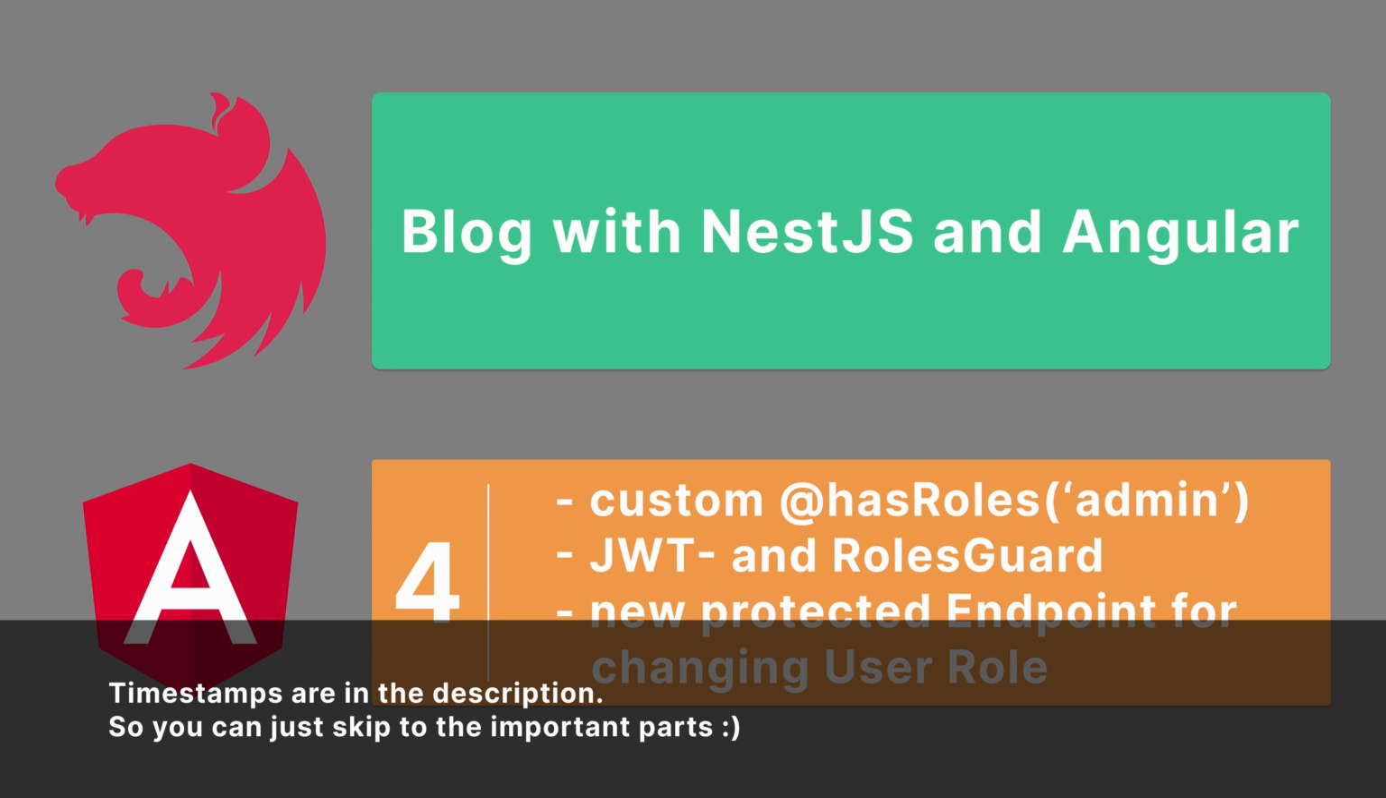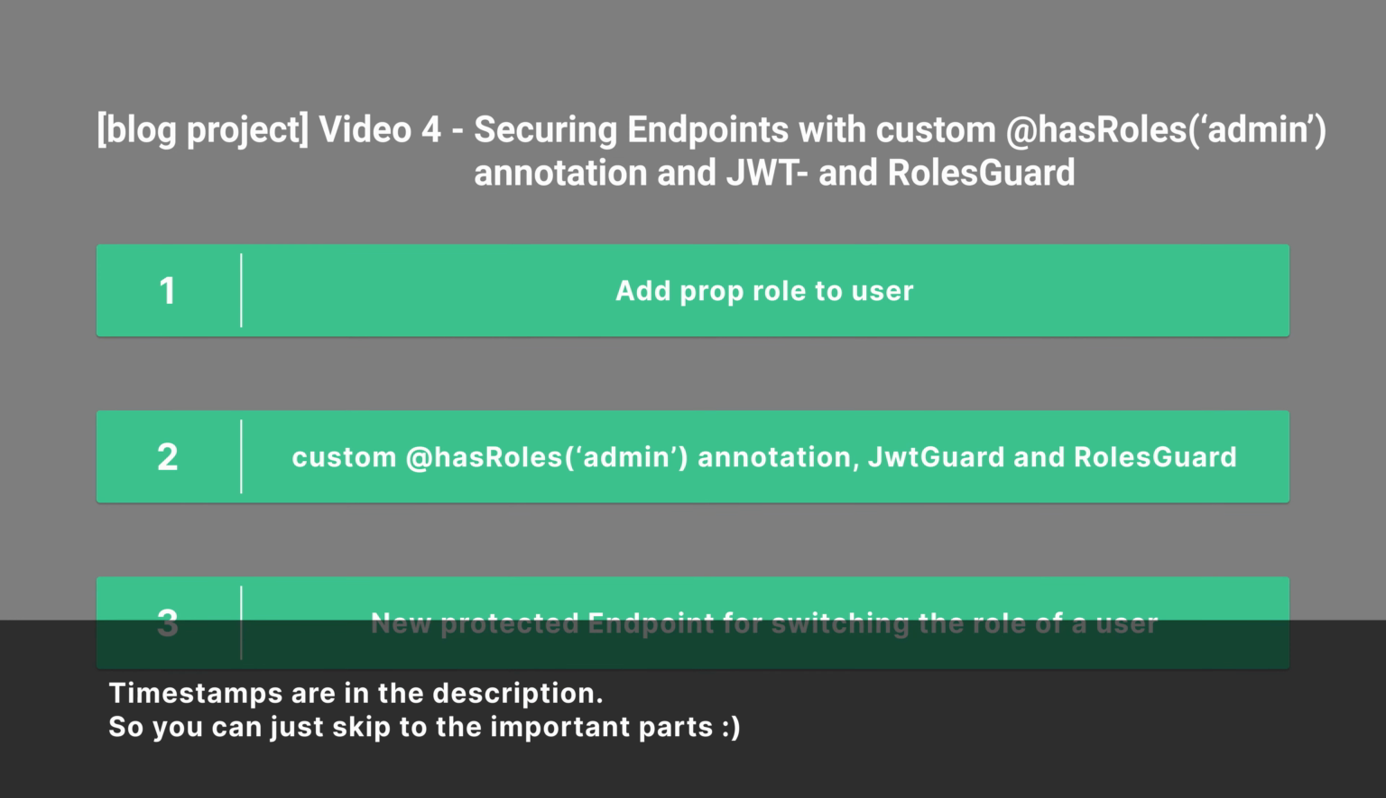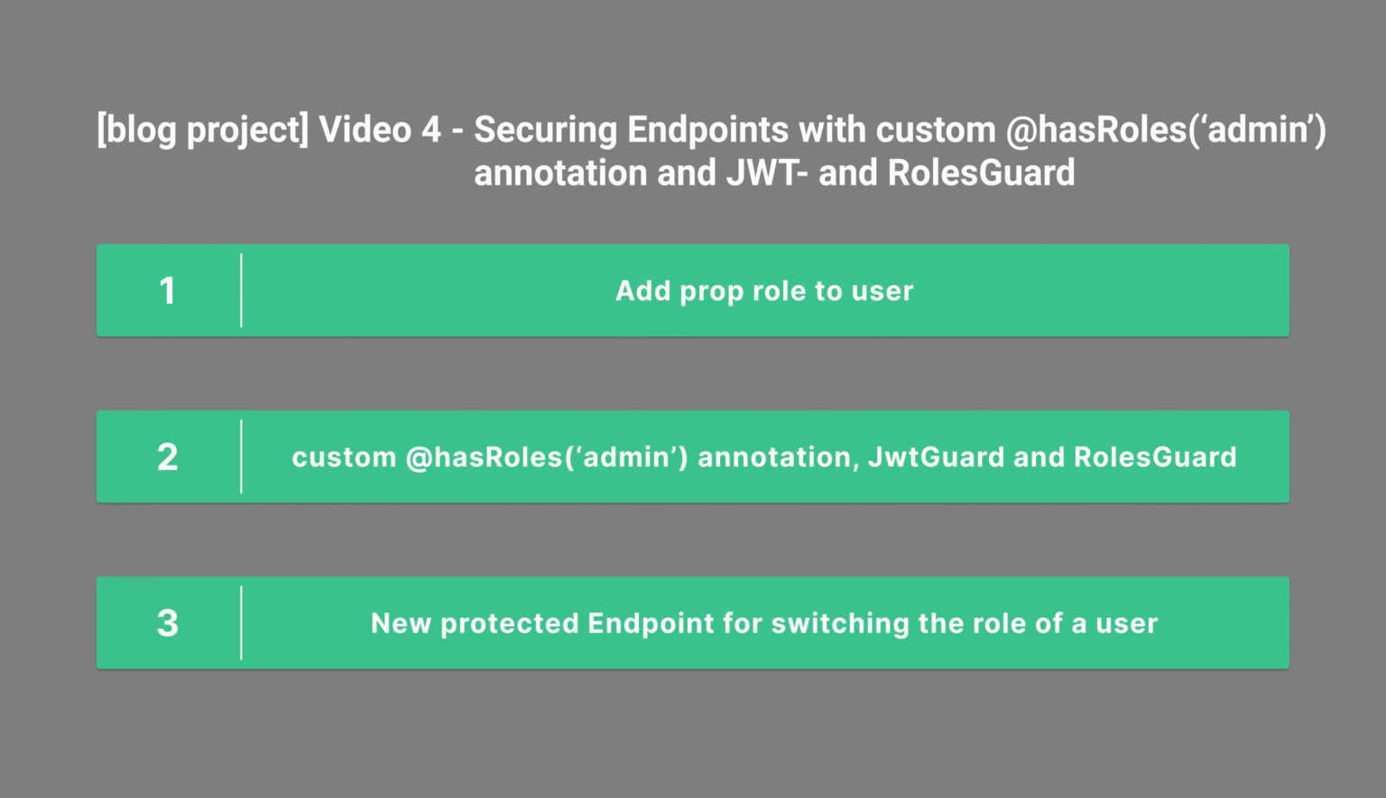This is video 4. In this video we will add a property role to our user. We will add a custom hasRole annotation where we can just put in the role that the user needs to access this endpoint, and so we will add our JWT guard and a RolesGuard. At the end we will add a new protected endpoint for changing or switching the role of the user.